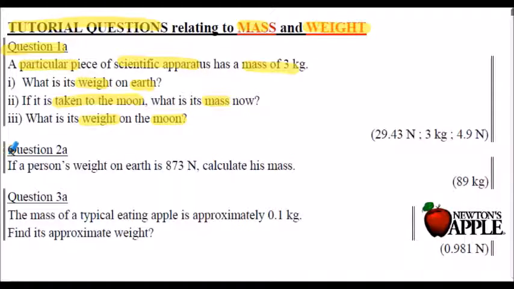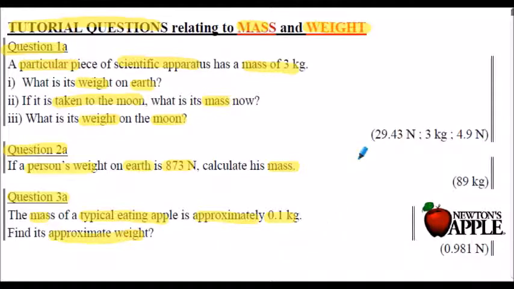Question 2, we're told that a person's weight on Earth is 873 newtons. We've got to calculate the person's mass. And then question 3, the mass of a typical eating apple is approximately 0.1 kilograms. We've got to find the approximate weight of the eating apple.